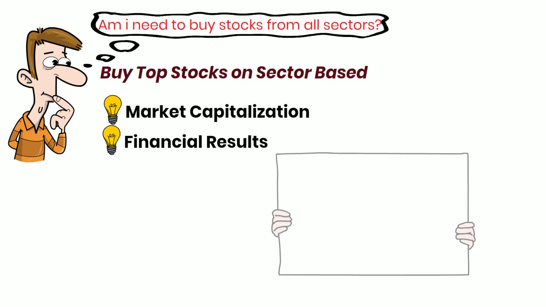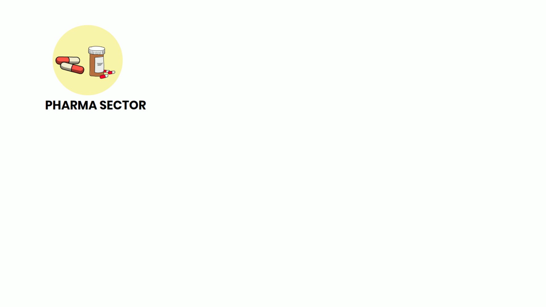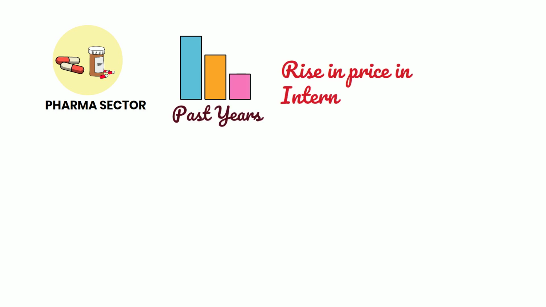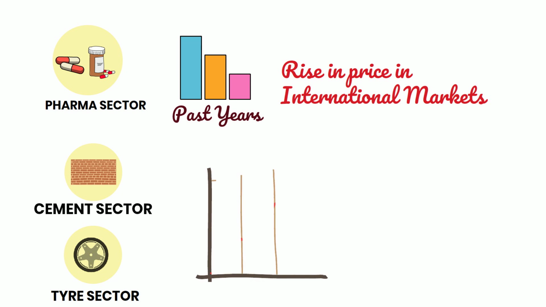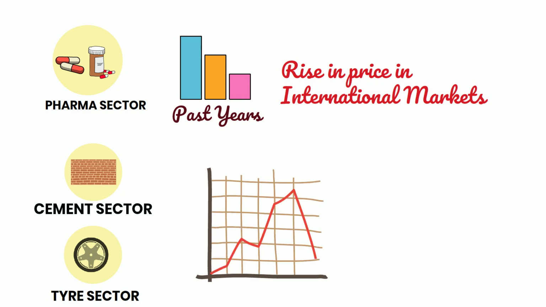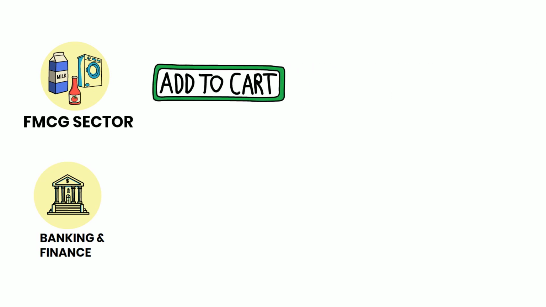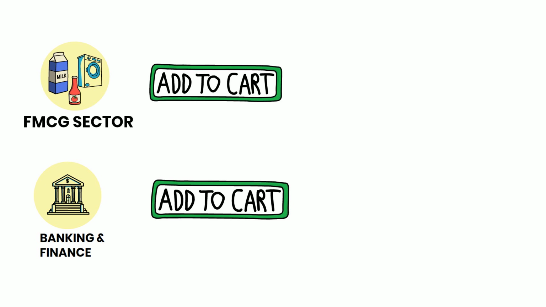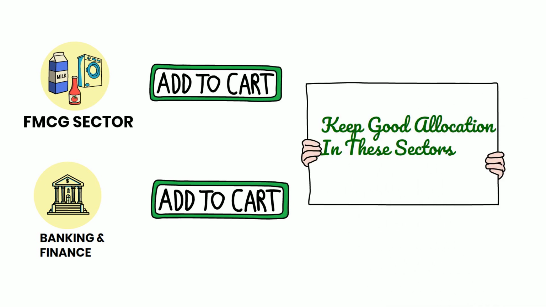There may be good times and bad times for the different sectors. Pharma stocks have been on a downtrend for the past years due to the rise in price in the international markets, and cement and tire companies faced a dull business due to the rise in the price of raw materials. FMCG, banking and finance have been a good bet for investors over the years. So try to have a good allocation of money in these sectors.